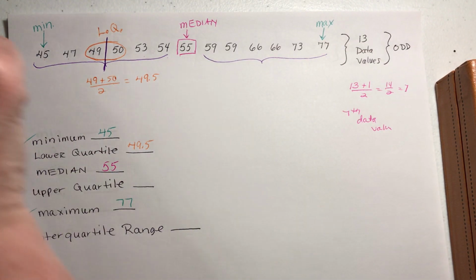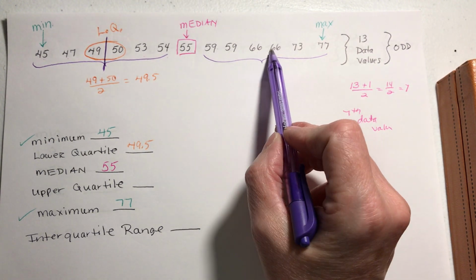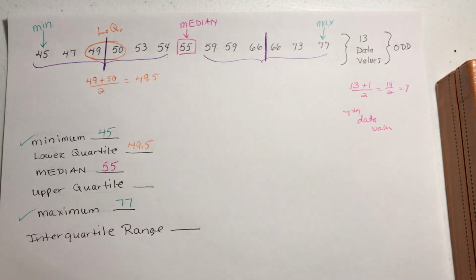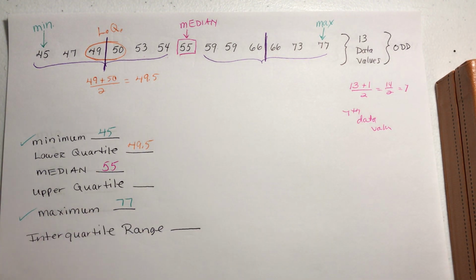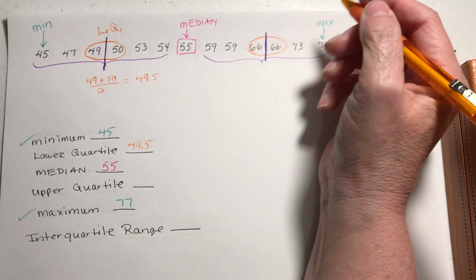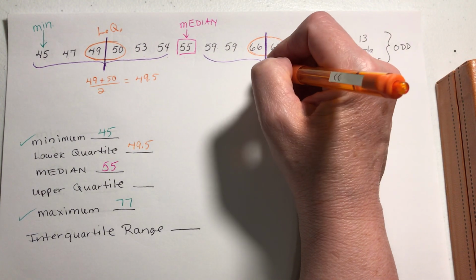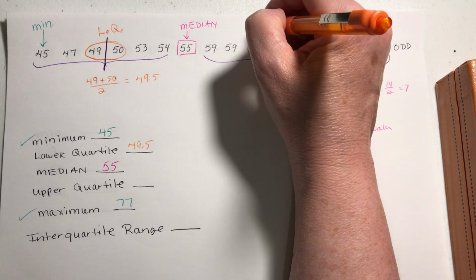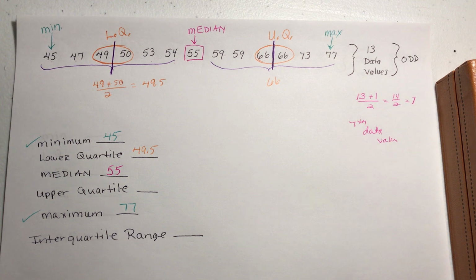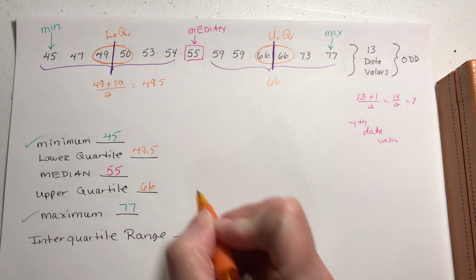When you look at the upper quartile, 1, 2, 3, 4, 5, 6, it would be right here. 3 below, 3 above. And when you find the average of these two, 66 plus 66 divided in half is 66. This is the upper quartile. So that's going to be 66.